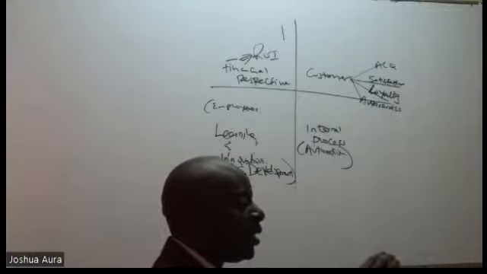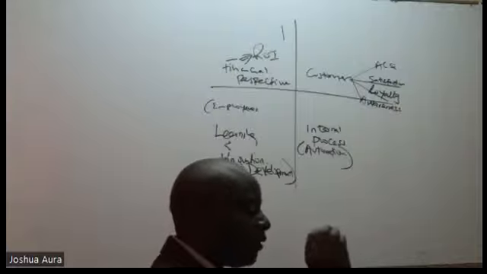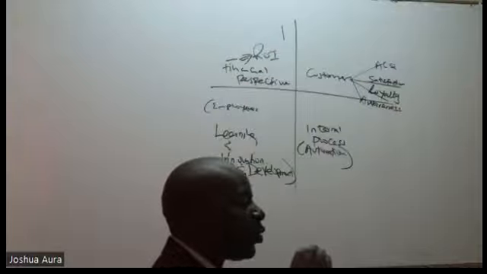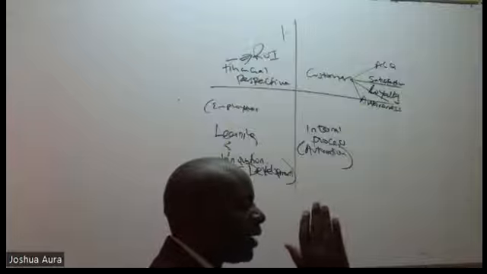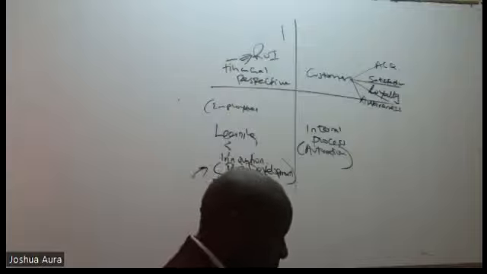You have a listing for the examiner very nicely. 1, financial perspective. 2, customer perspective. 3, the internal business process perspective. 4, learning and innovation. So you must start from there.